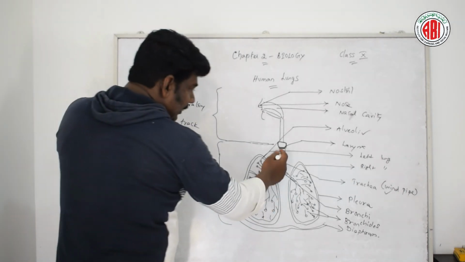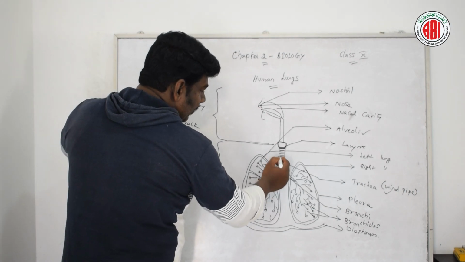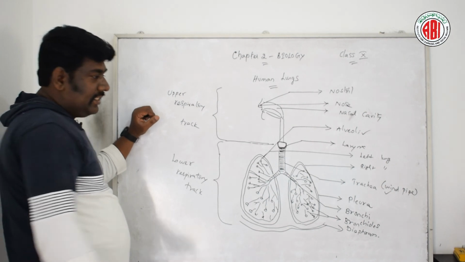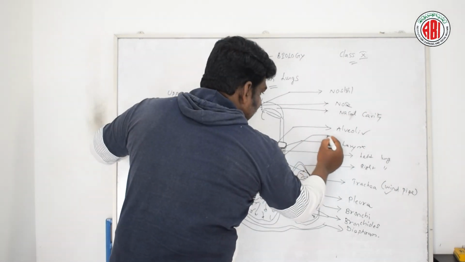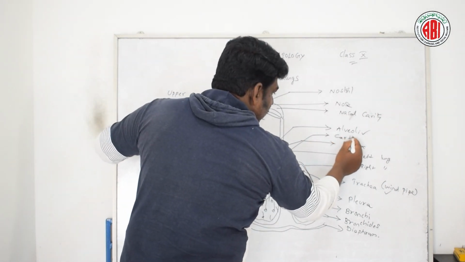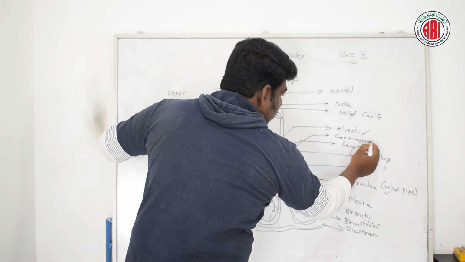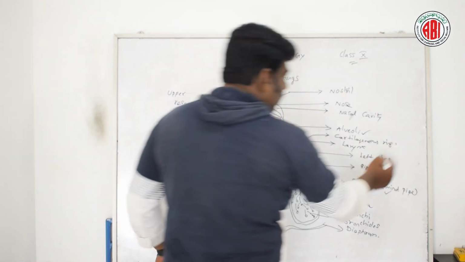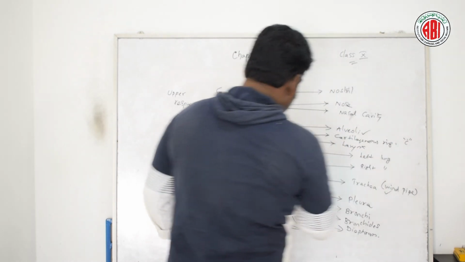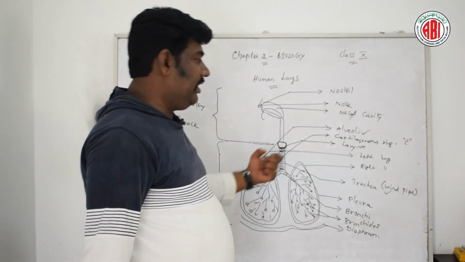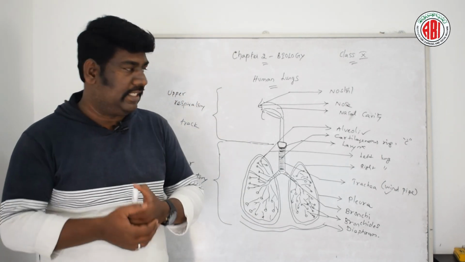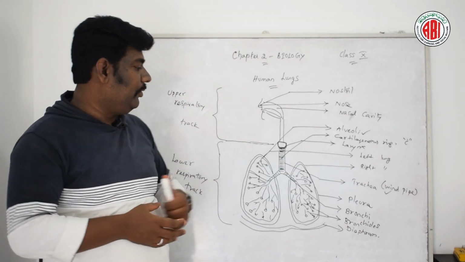And in this trachea, we can see some ring-like structures, and these ring-like structures are also called cartilaginous rings. It is also called a C shape, because it looks like a C shape. C-shaped cartilaginous rings, like that also we can say. So this is about human lungs.